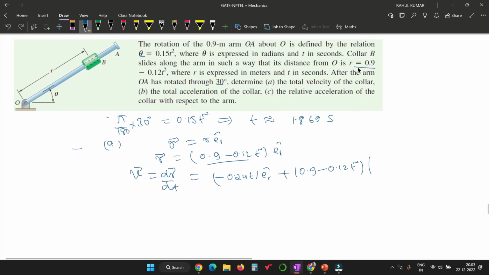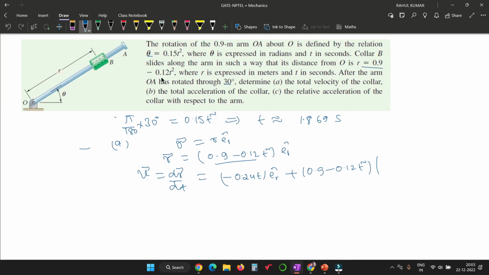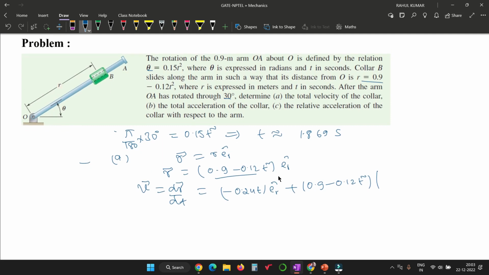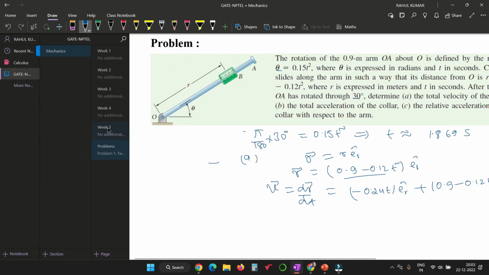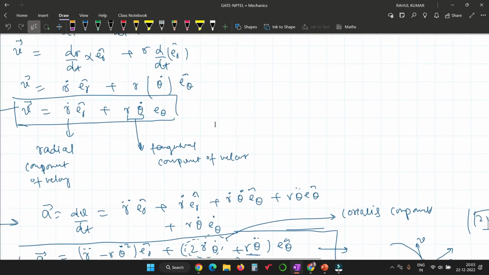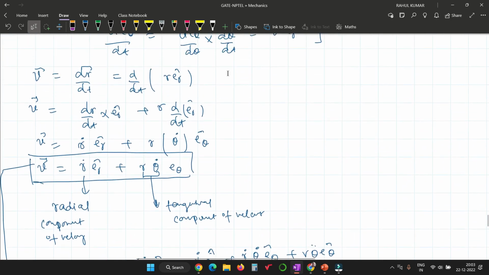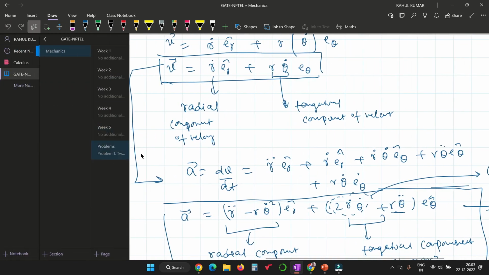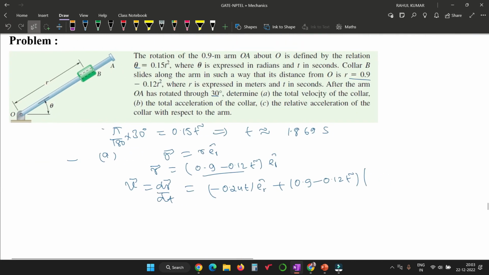So here r is 0.9 minus 0.12 t square, so definitely it is in the direction of er. So can you write like this? Tell me. You can also apply this formula, but I'm trying to say that do not try to apply this formula, because remembering things is not so good. So definitely you can write like this. Is there any problem here?